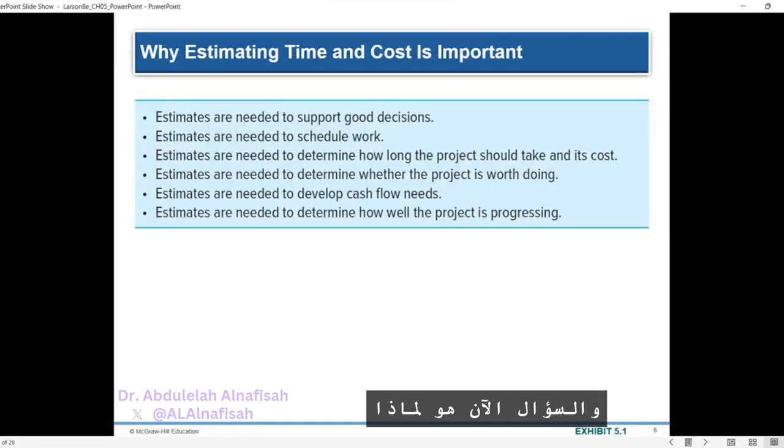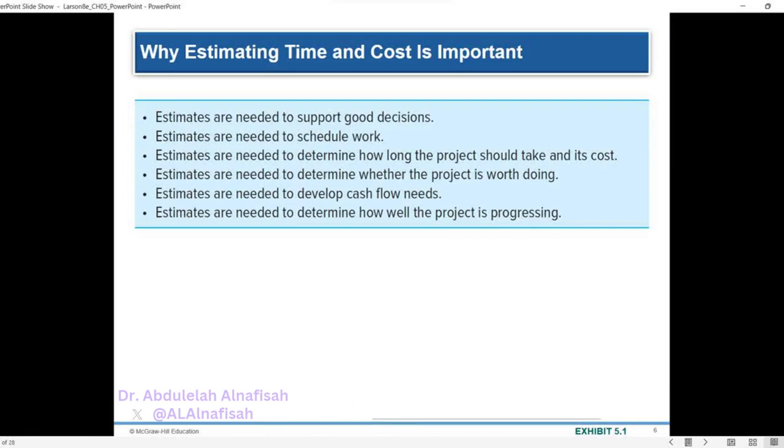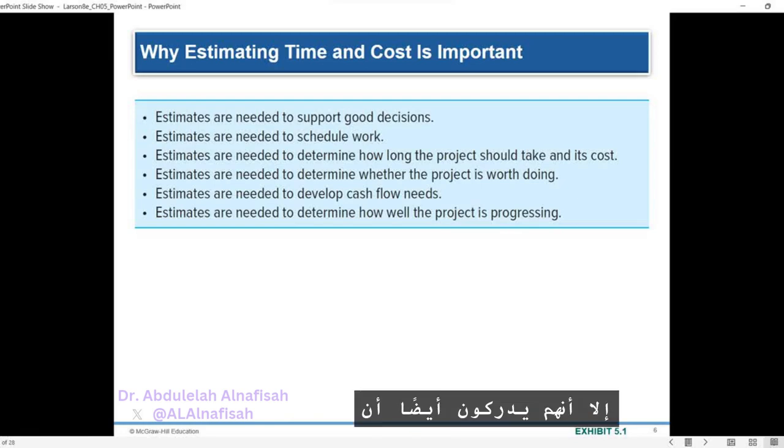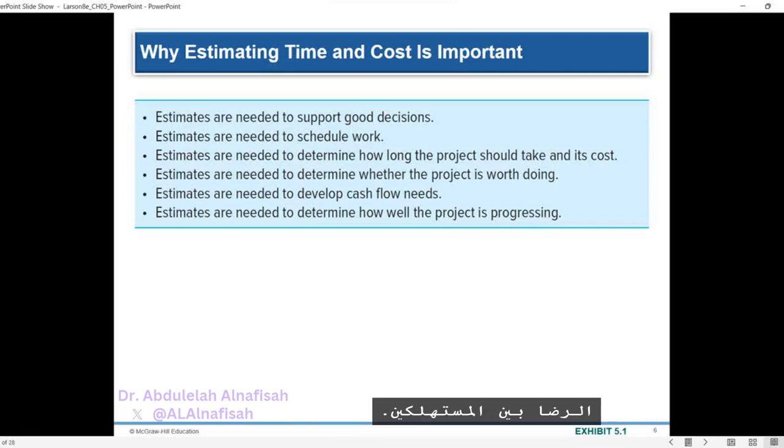Now, the question is why estimating time and cost is important. It is important to obtain accurate cost and time estimates in project management. While all project stakeholders desire accurate estimates, they also recognize that projects inherently involve uncertainty. Inaccurate estimates can lead to false expectations and dissatisfaction among consumers.